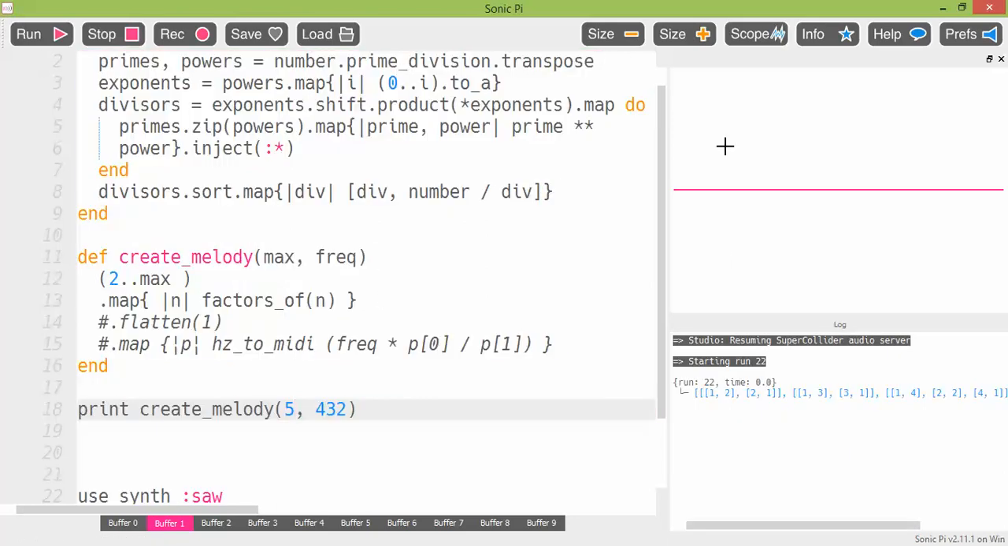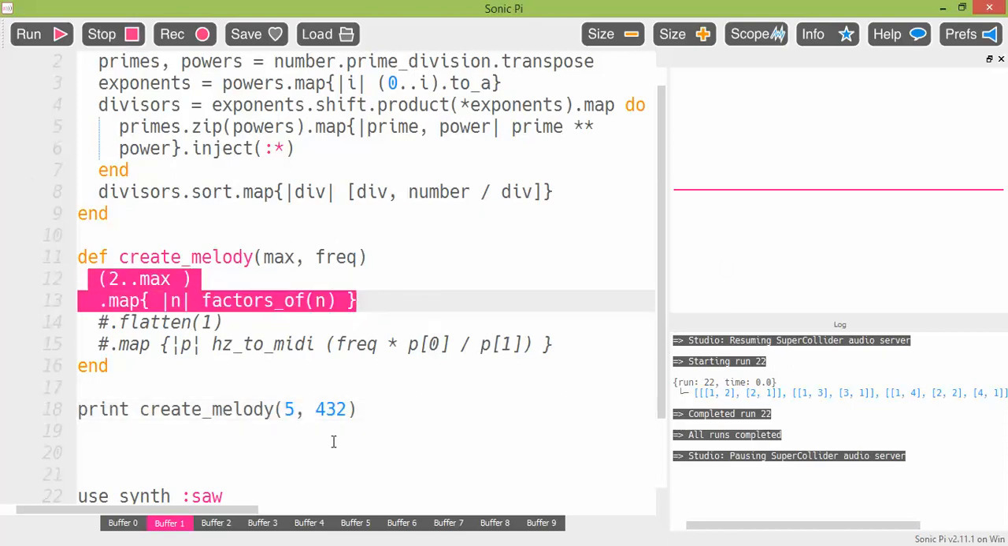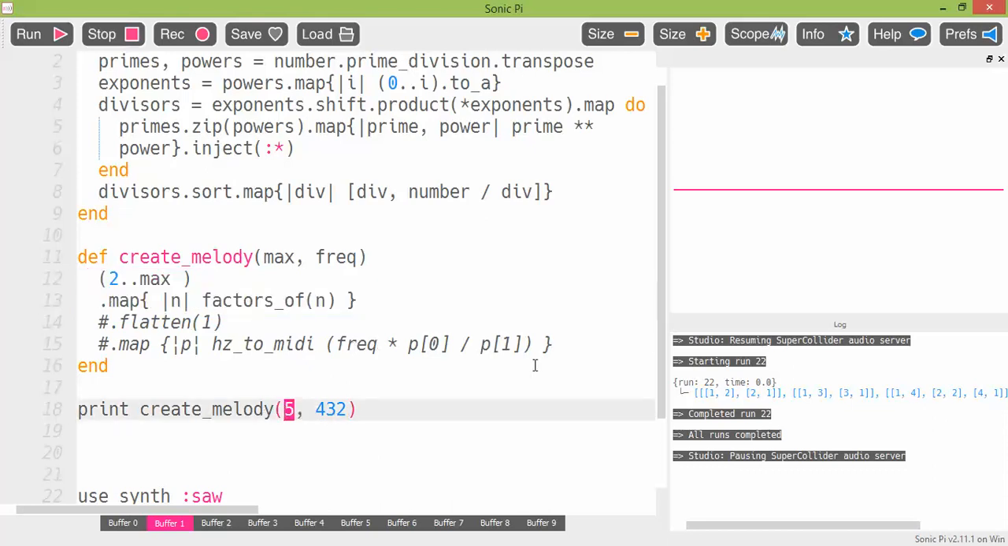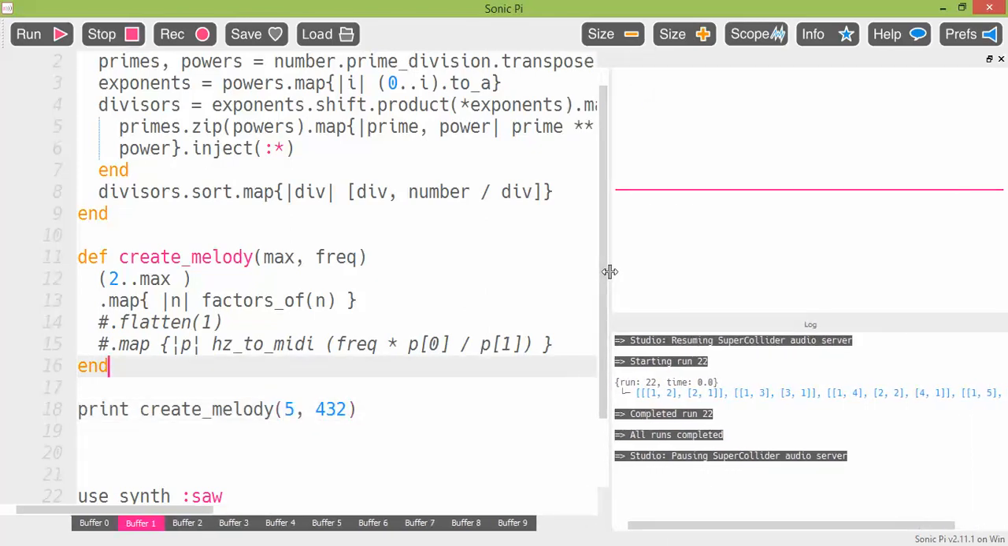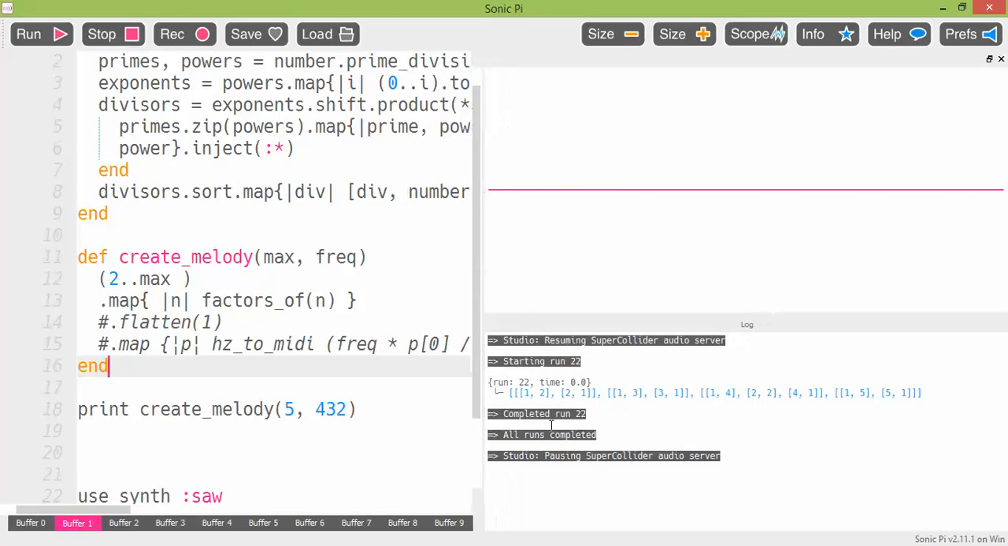So what we have at this point, we just passed in 5 and 432. The 432 isn't even being used yet. It doesn't get used till the very end, so don't worry about that. So what are we doing with this 5? What we're doing is we're finding all the factors of all the numbers starting at 2 up through 5. So we've got the factors of 2, the factors of 3, factors of 4, and the factors of 5.